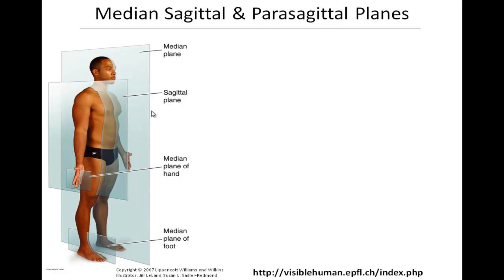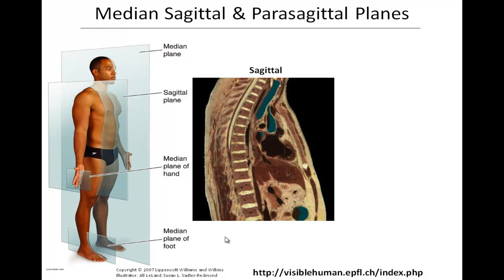If the cut goes right down the median line, the median plane, it is referred to as a midline, a median, or a sagittal plane. And this is an example of a sagittal plane. It's gone right through the body on a vertical axis. And right here, we can see the vertebral bodies. We can see a bit of the spinal cord right there.